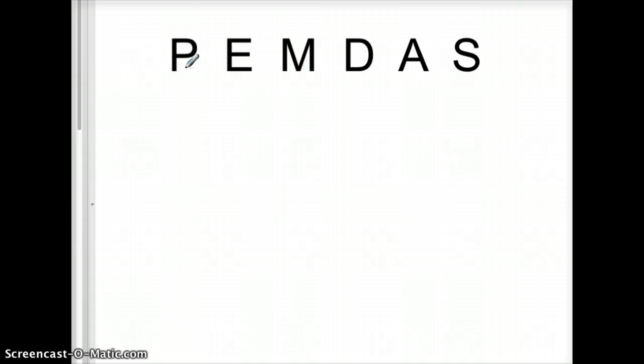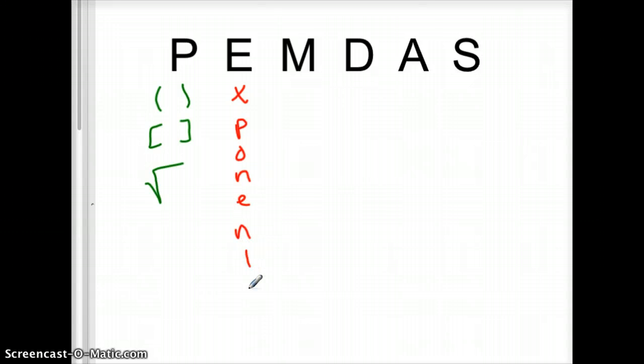So you should always start with P, which stands for parentheses. But there are a couple things that fall under this category in addition to parentheses. You may have brackets or maybe even a square root house. Any of these three things, if you see that in your problem, gives you a place to start, and you should work within the parentheses, brackets, or square root house. Next, we have exponents. So you know any powers that you may have in your expression.